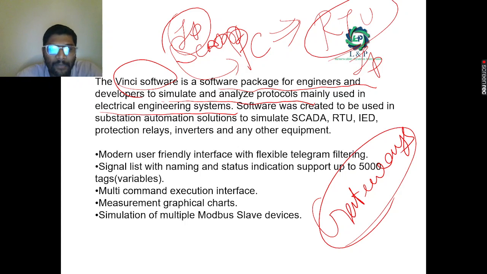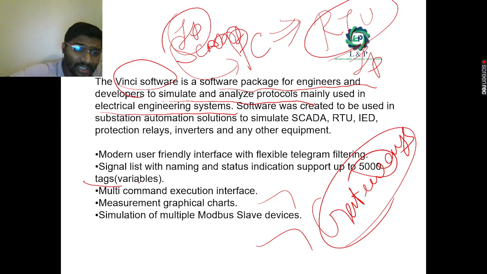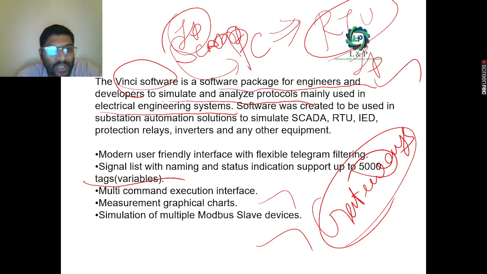It is more user friendly, and we have graphical measurement charts. We can also do simulations through Modbus master and slave devices. With the help of the signal list, most importantly, we can create and see more than 5,000 tags and variables with this Vinci software. That is the biggest advantage of it. Most importantly, it is a software package for engineers to simulate and analyze different protocols, and we can see different signals, up to more than 5,000 tags.